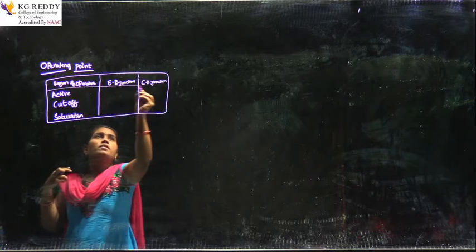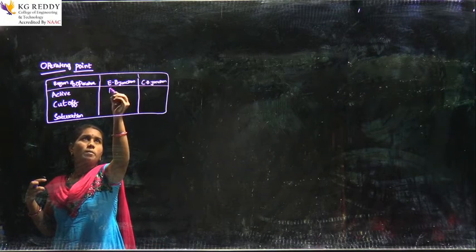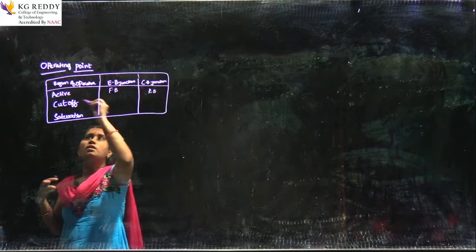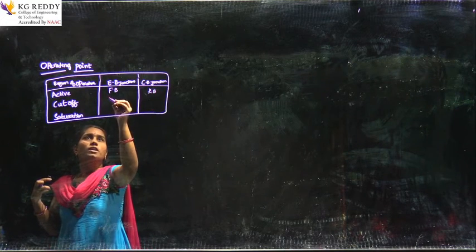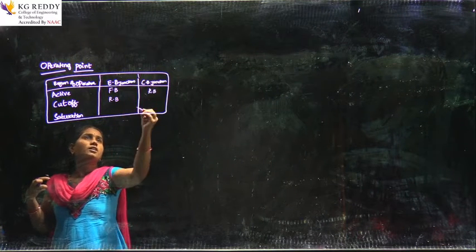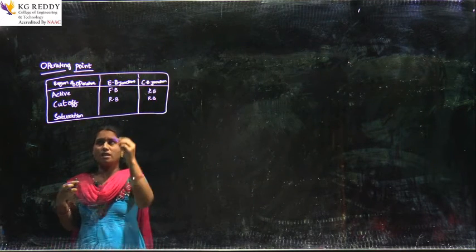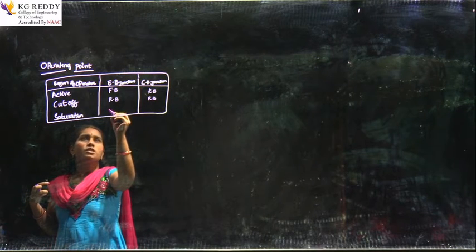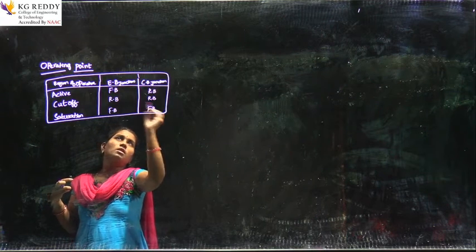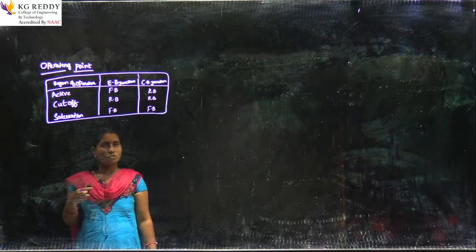The transistor works in these three regions. When the emitter base junction is forward biased and the collector base junction is reverse biased, the transistor is working in the active region. When the emitter base junction is reverse biased and the collector base junction is reverse biased, the transistor is working in the cutoff region. When both the emitter base and collector base junctions are forward biased, the transistor is working in the saturation region.